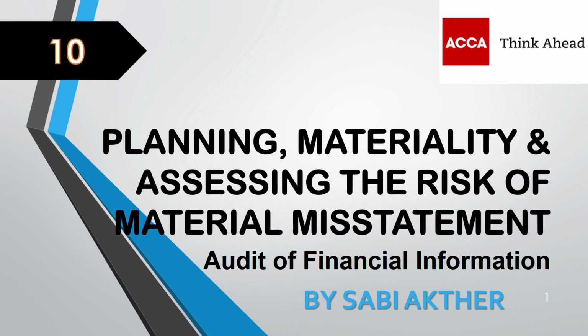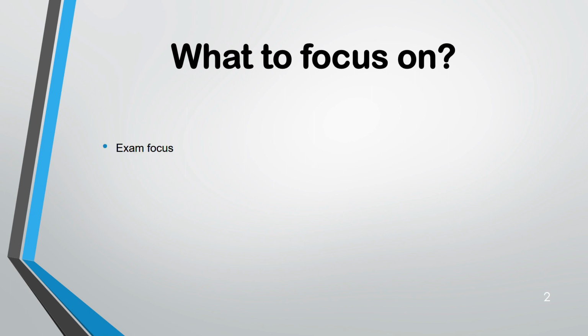Here we are going to study three parts under one lecture, that is planning, materiality, and assessing the risk of material misstatement. So first we are going to finish the planning, then the risk assessment, and then the materiality part. So we are going to focus on the exam focus, the audit strategy and the plan.